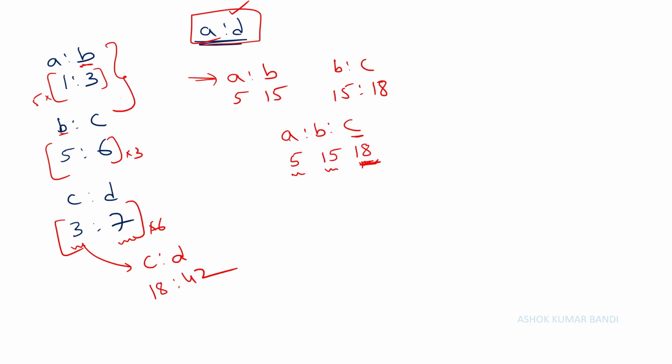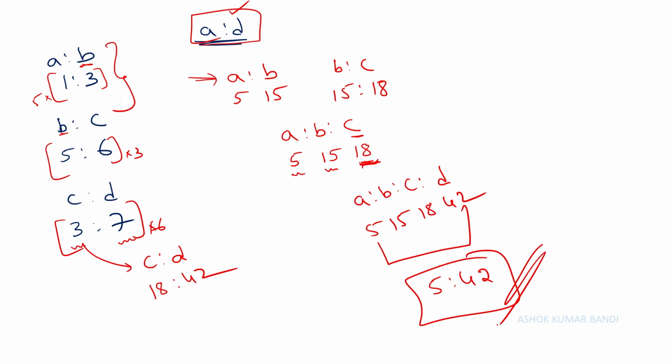So see, when C is 18, A will be 5 and B will be 15. And when C is 18, D will be 42. So as C is the same, you can combine all the ratios together. That is 5 is to 15 is to 18 is to 42. I want only A is to D, so the answer is going to be 5 is to 42.